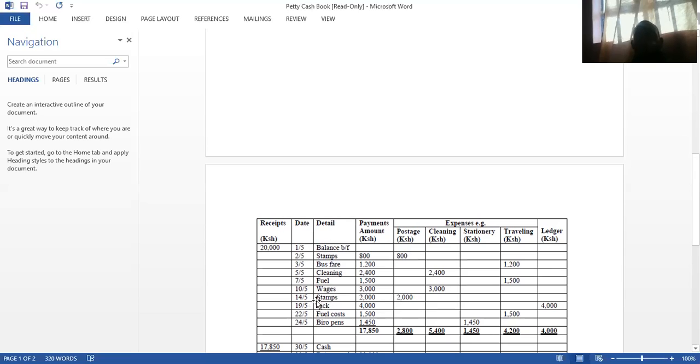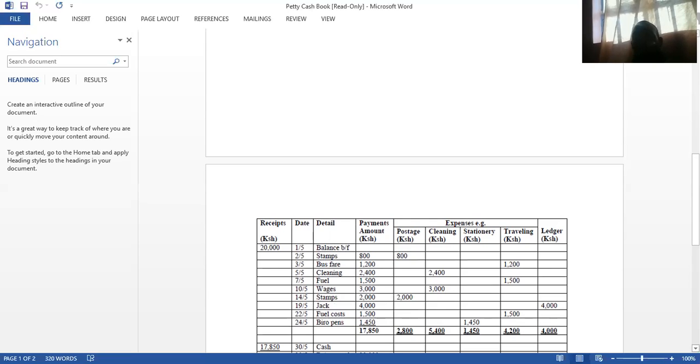On 19th, we paid Jack. Jack, remember, is a petty creditor. That's why it is under the ledger. The ledger records amounts paid to the petty creditors. Then fuel costs, this one falls under traveling. Biro pens will fall under stationery, like that.